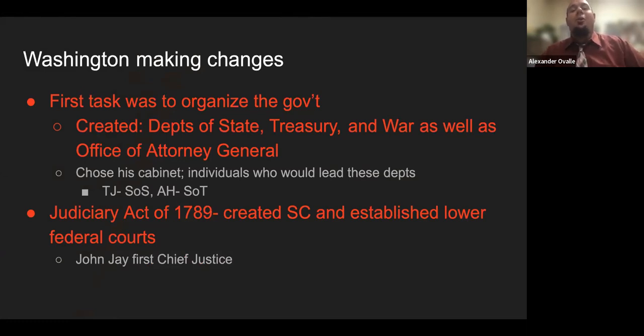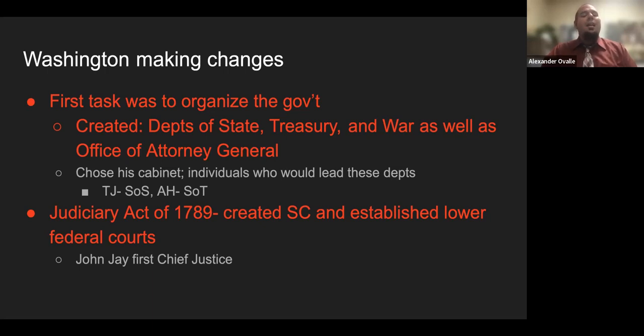The first task was to organize the government. So he created the three departments of Department of State, Department of Treasury, and the Department of War, as well as the Office of the Attorney General. Need a lawyer. So he chose his cabinet. Basically, they are individuals who would lead these departments. So Thomas Jefferson is Secretary of State, Alexander Hamilton, Secretary of the Treasury.